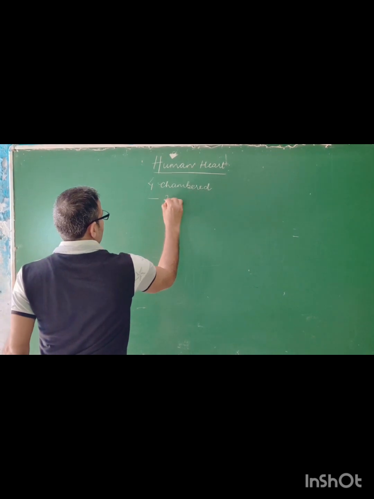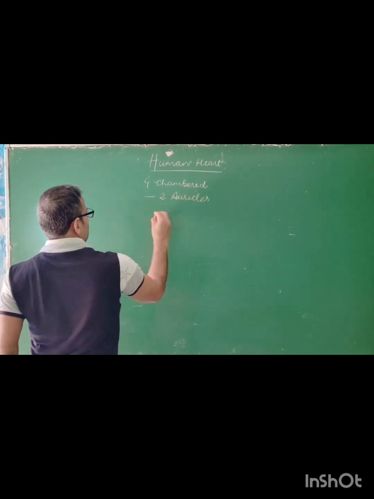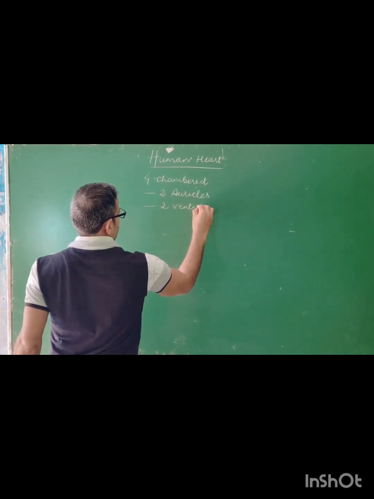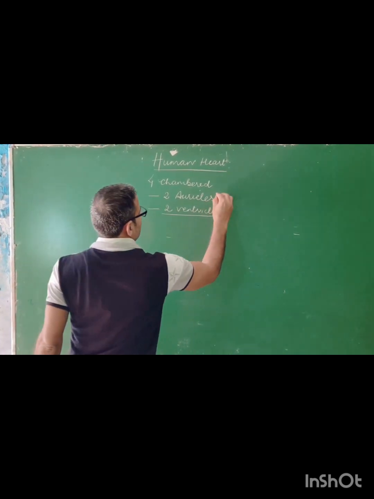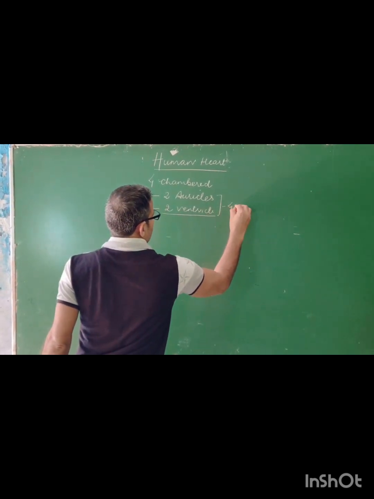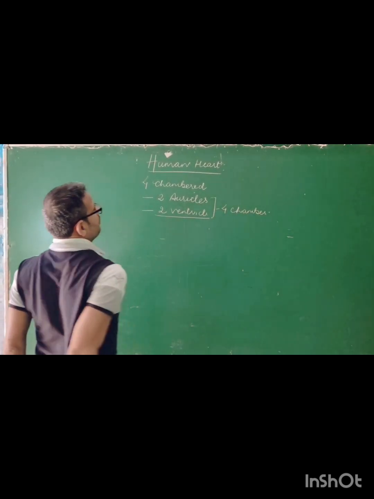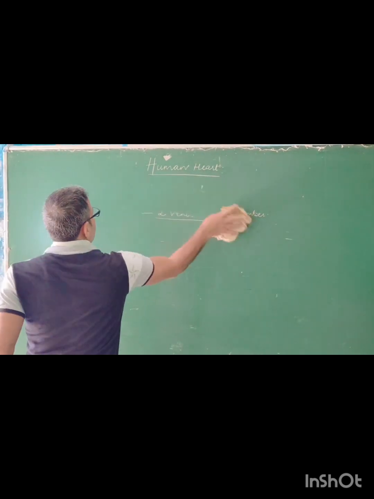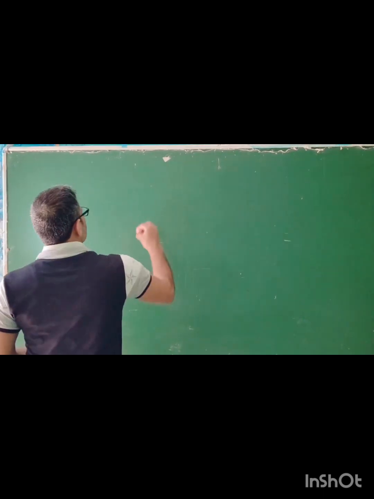It consists of two auricles and two ventricles. So in total there are 4 chambers. These are 4 chambers. So I will explain you the entire structure with the help of diagram. So let us make a diagram.